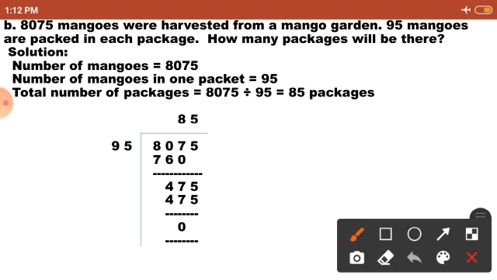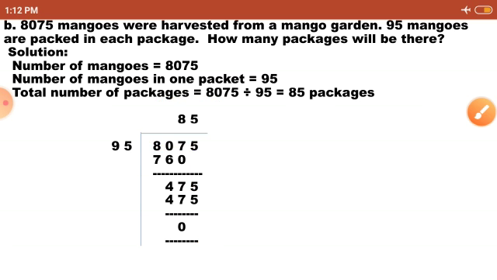Let's move to the next one. We will take the next number, that is what? 5. So 95 5s are what? It is 475. Subtract both of these numbers, you will get 0. What's the quotient? 85. So total number of packages equal to 85 packages.